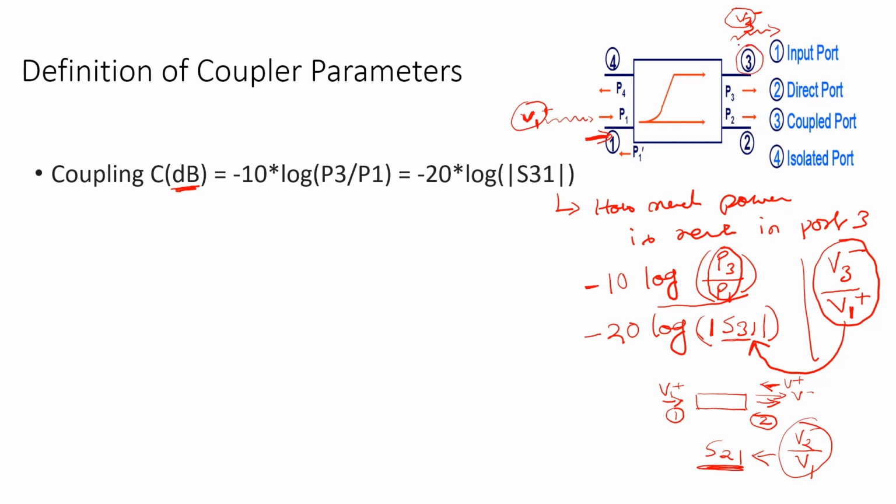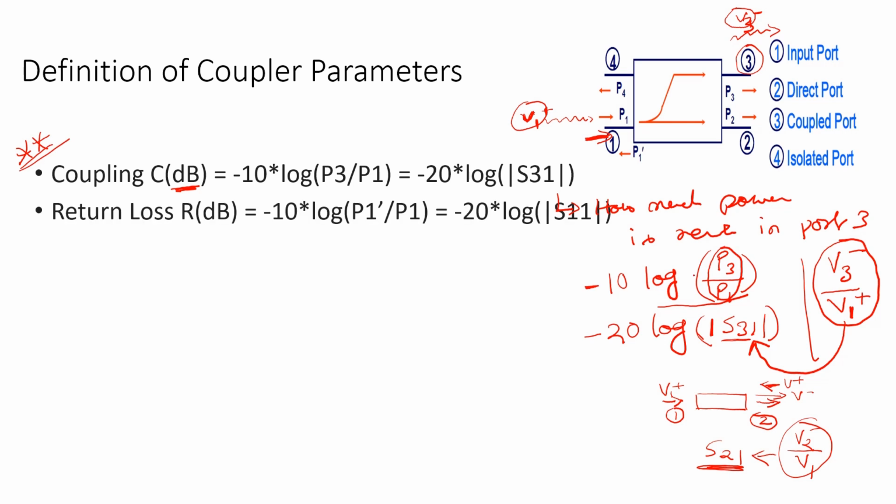Okay, now I think it's clear. So this is your coupling coefficient, most important for VLC network. Next thing we have is return loss. We know already what return loss is. You have given some power, how much power is coming out of your circuit again. So this is your return loss.